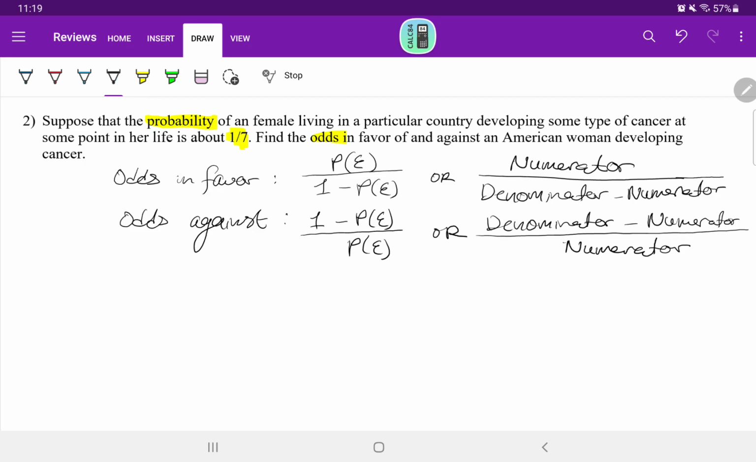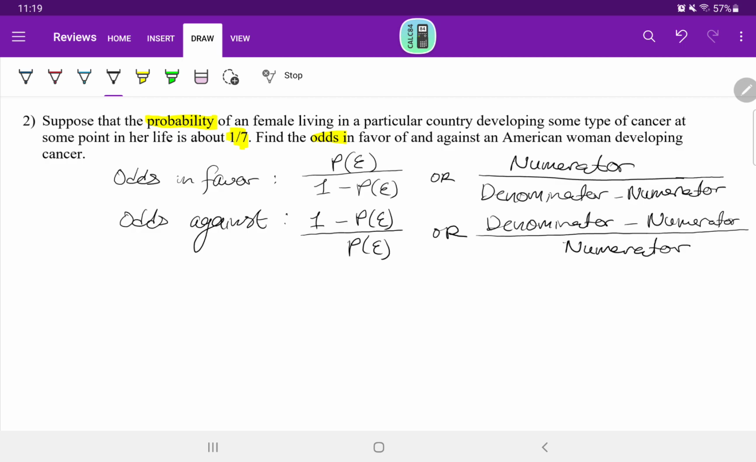When you are starting with a probability and you're trying to find the odds in favor or against, you are using one of these two formulas. If the odds are in favor, that is going to be the probability of the event divided by 1 minus the probability of the event. Or if it is a fraction, it will be the numerator divided by the denominator minus the numerator. Remember what I said back in question 1. If you have the odds in favor, to find your odds against, you're just going to reciprocate the fraction. Reciprocate the ratio, I should say.